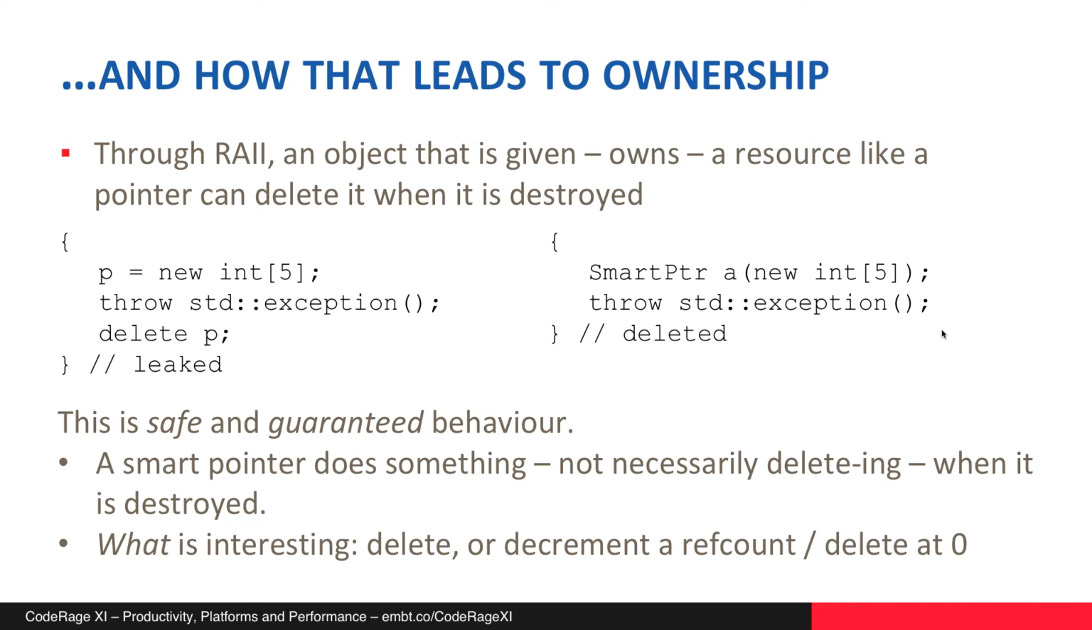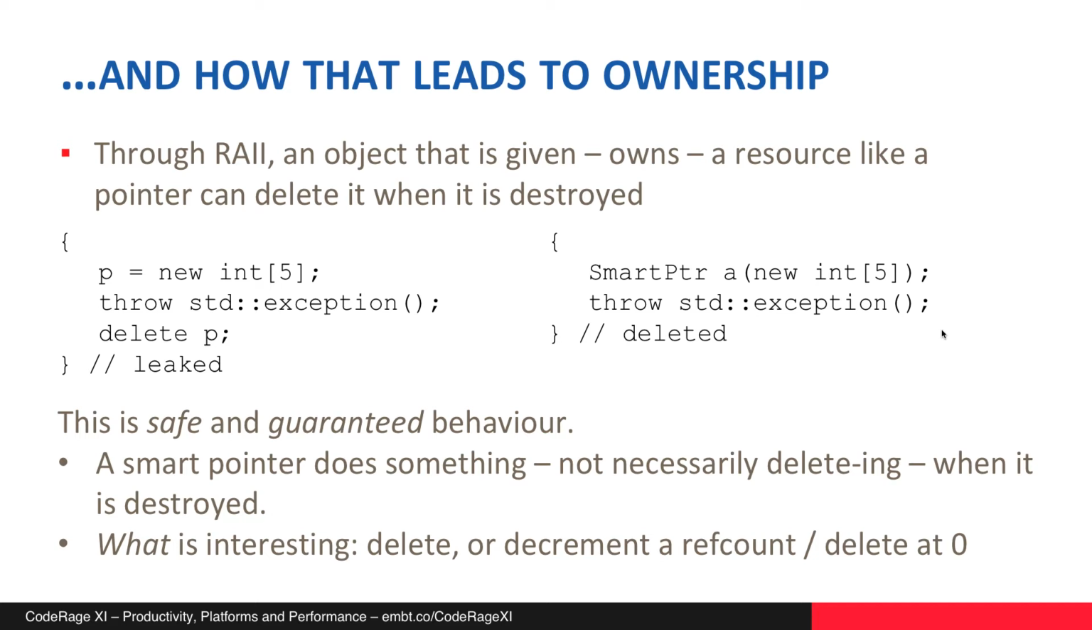Now suppose with the code sample on the right, you have a little class that is constructed with a pointer to an array, and its destructor always deletes the pointer that it was constructed with. I'm calling that a smart pointer on screen. In that code sample, the smart pointer A, even when an exception is thrown, is always going to be destructed as the stack unwinds. That means that even when an exception is thrown, the array will be deleted. That behavior is guaranteed by the C++ standard. So this is safe behavior, and it's guaranteed behavior.